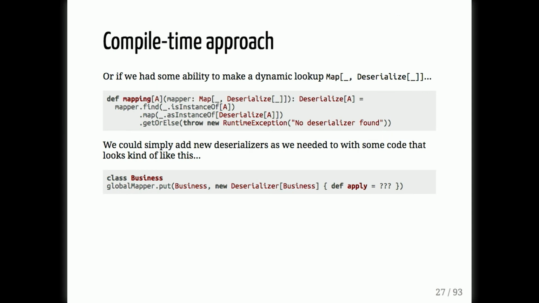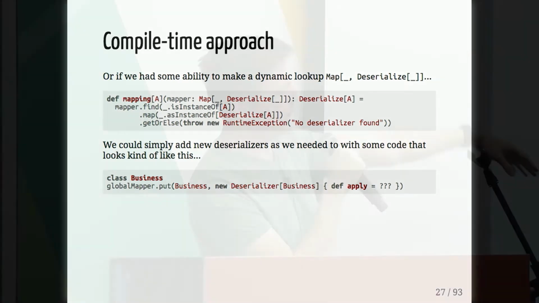Also, if we made this some global mapper, we could add deserializers on the fly for when some other feature maintainer of our code or user of our library needs to add a deserializer. That'd be really nice. We just put it in there, and we can pull it out. So what if we could do that at compile time? That would be really neat, and have the compiler do all of this mapping for us.